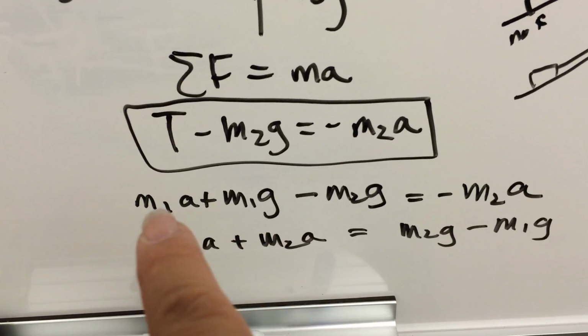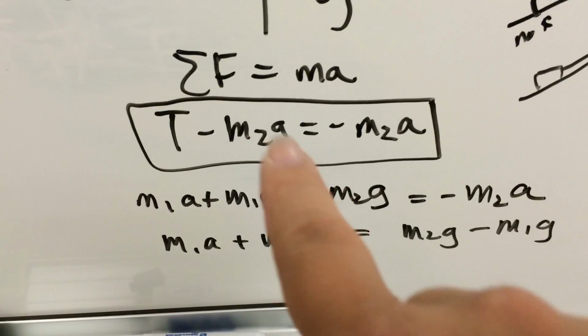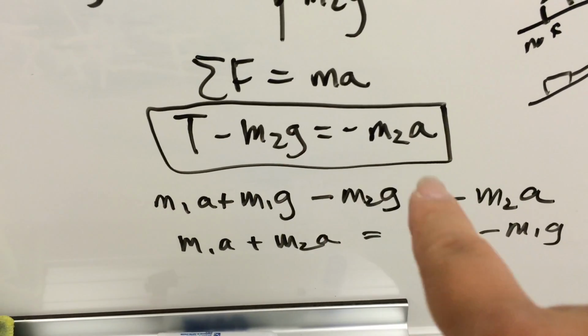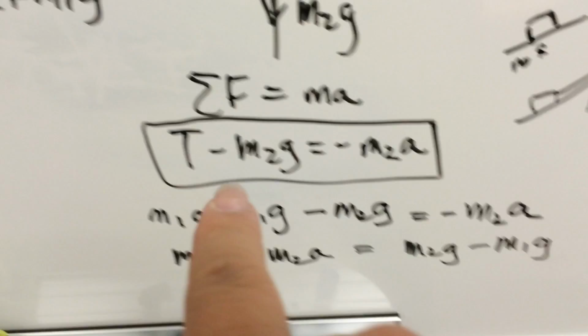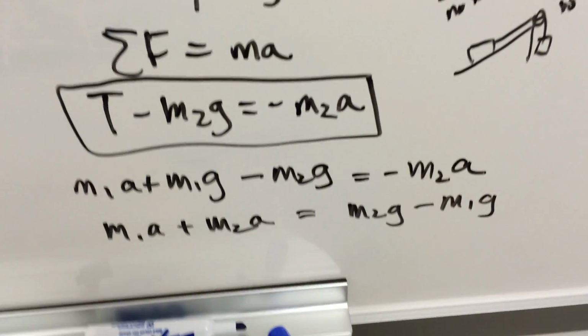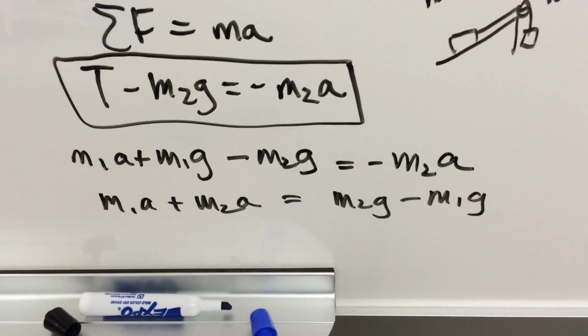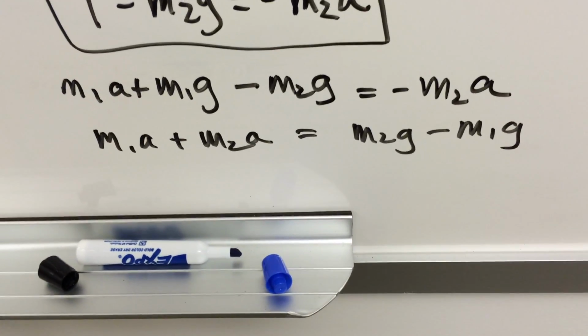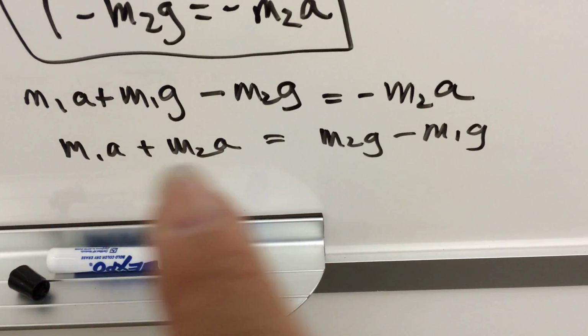This is your T, m1a plus m1g, and then minus m2g, which comes from this formula here, is equal to minus m2a. I just plugged this T into here to get the following. Now, I regrouped all the a terms to one side and all the g terms to the other side. That's basically this next line here.